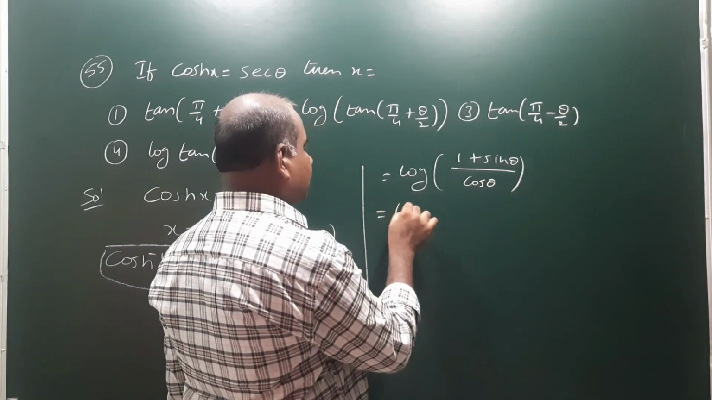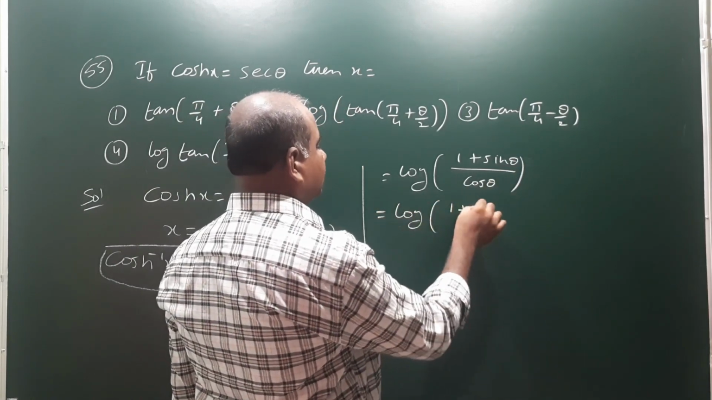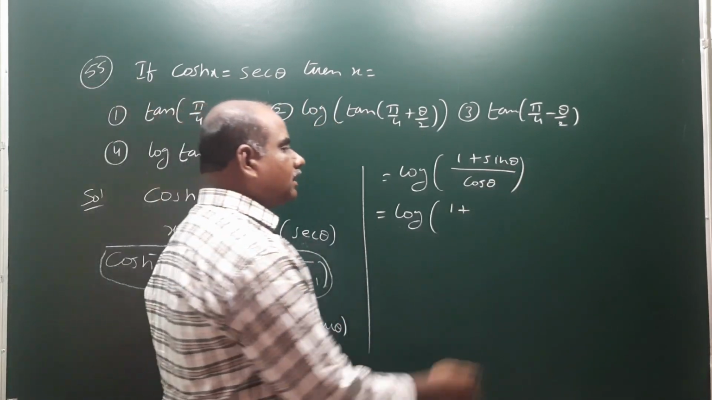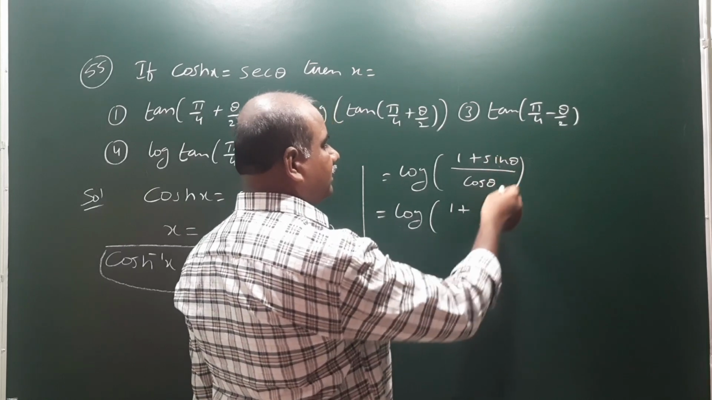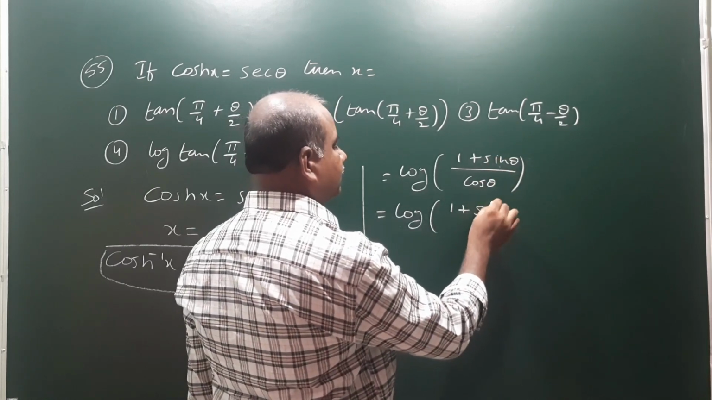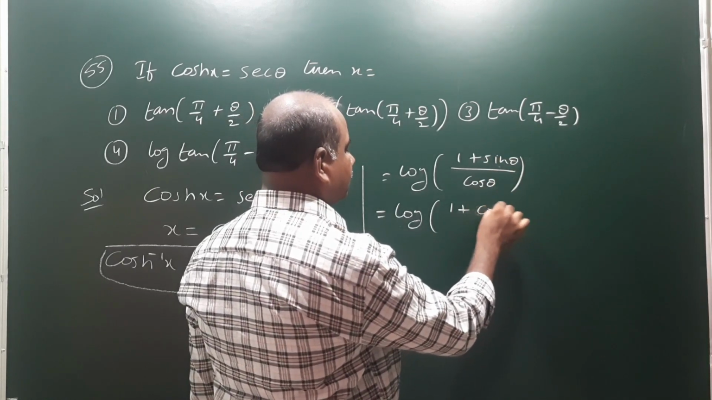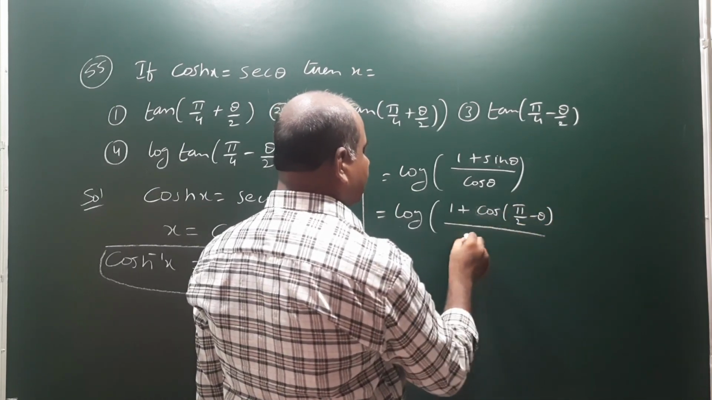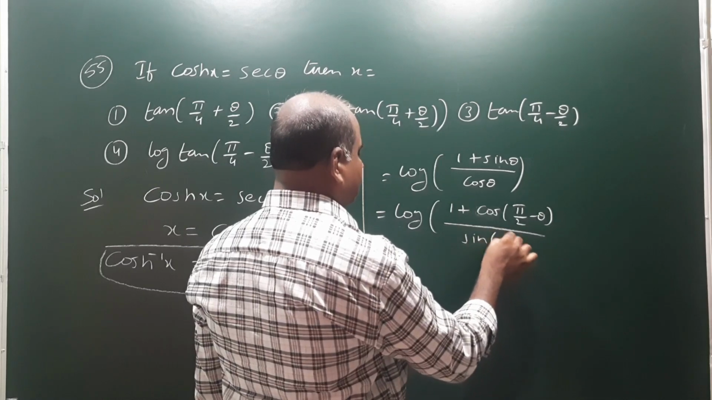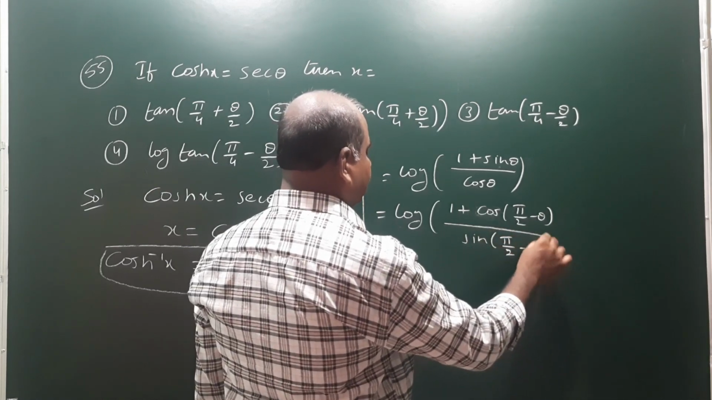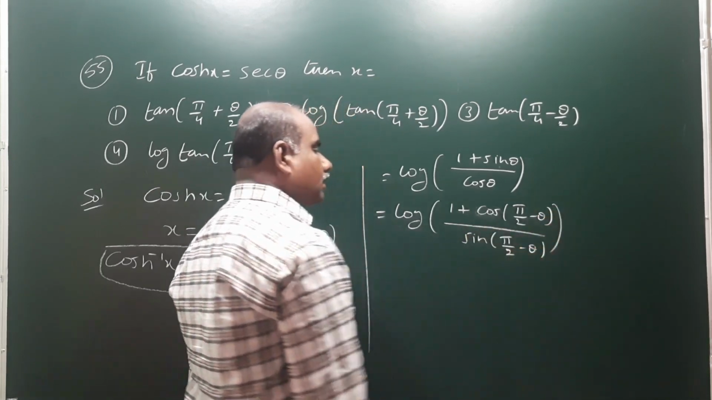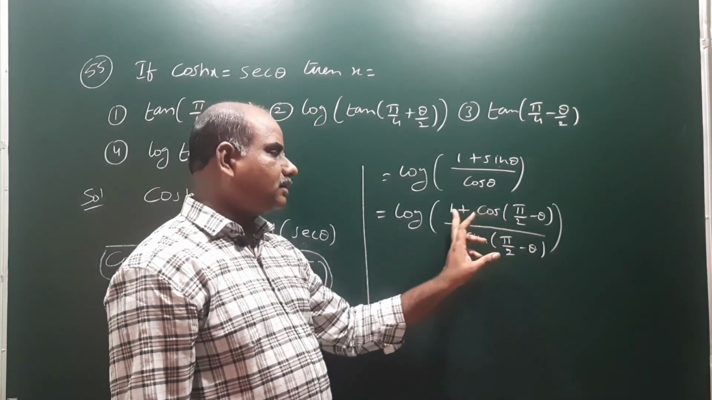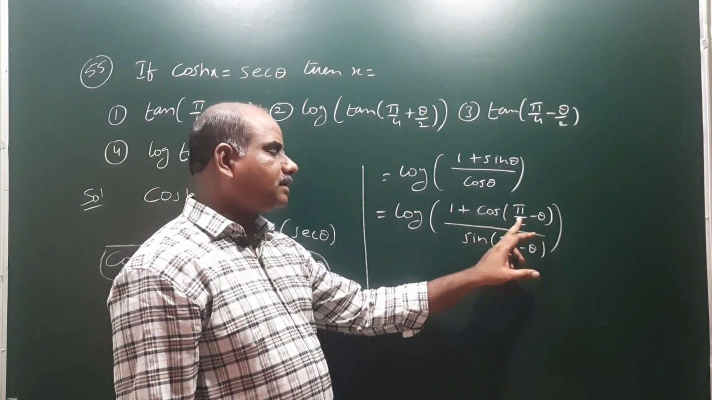And this can be written as 1 plus sin theta. 1 plus sin theta, it has no formula. So we have to convert sin theta into cos and cos theta into sin by writing like this. So sin theta means cos 90 minus theta. And cos theta means sin 90 minus theta. Now applying 1 plus cos theta, 1 plus cos theta.